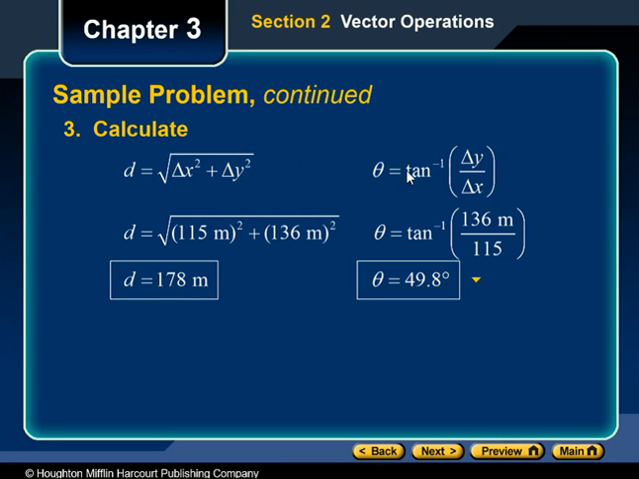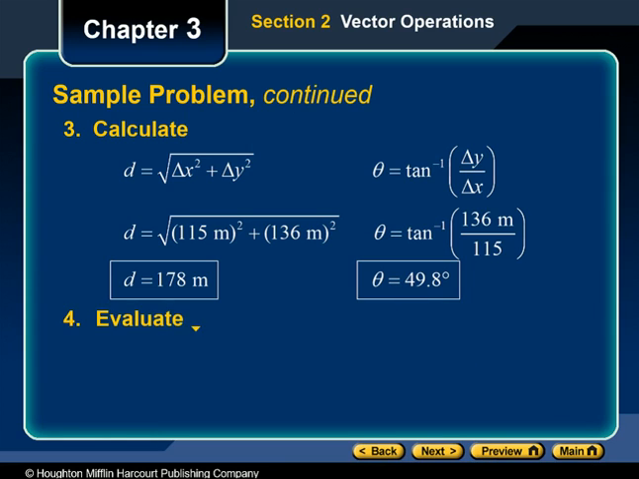Solving for theta, we have the inverse tangent function of delta y over delta x. That means that we take 136 meters divided by 115 meters. There should be meters in there. And simply plugging that into the calculator, make sure it's the inverse tangent function, not the regular tangent. If you do that appropriately, you'll come up with 49.8 degrees.